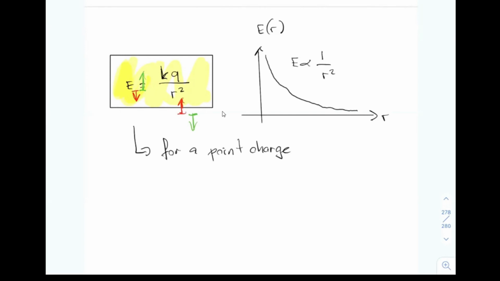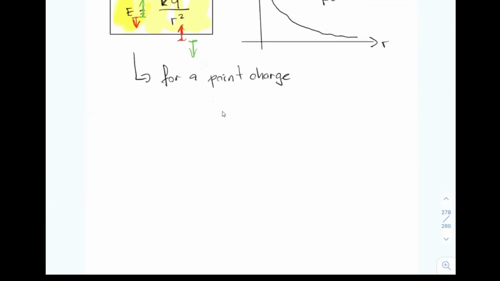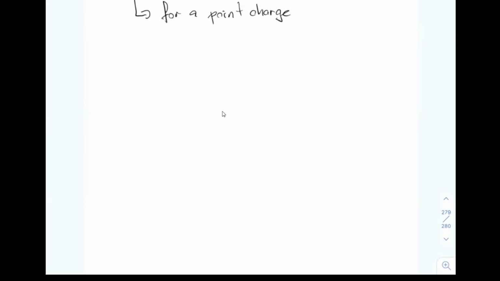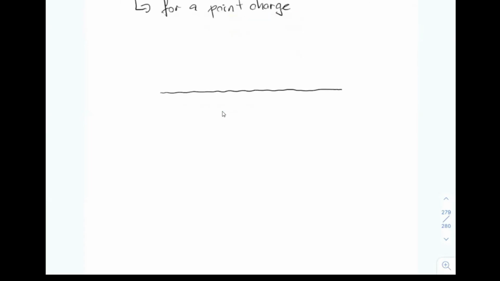Okay, so I want to show you how to use this. I'm going to give you guys a few cases. This is a really simple enough concept, except if you're not paying attention, it's really easy to get confused. Let's try to figure out the net electric field due to two charges on a line, just like that.